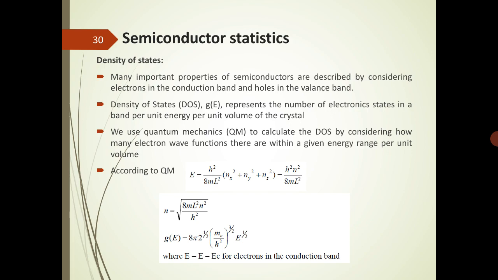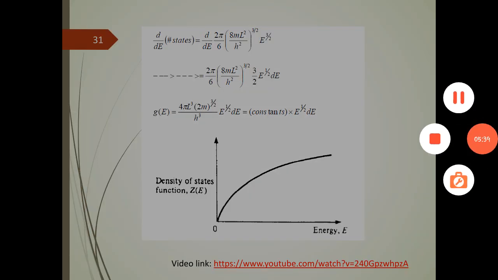The next one is about semiconductor statistics. Here we are going to calculate the density of states. Why? Because the density of electrons and holes are equal in intrinsic and not equal in extrinsic. For that concept we are going to determine the density of states. Many important properties of semiconductors are described by considering the electrons in the conduction band and holes in the valence band. The density of states is represented by g(E). It represents the number of electrons in the state in a band per unit energy per unit volume of the crystal.